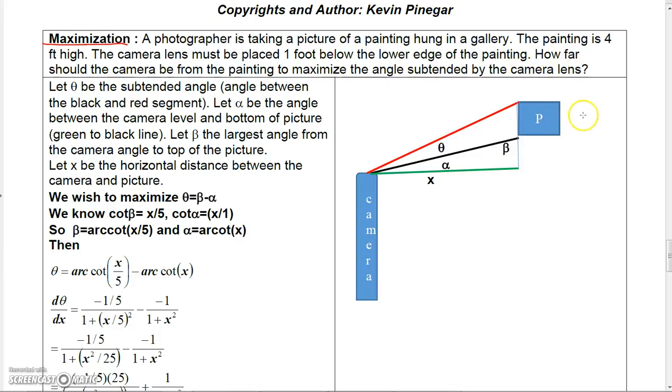Okay, so I drew a picture over here. Here's the painting. And this actually is the camera. The camera is right here. And so notice the camera lens is placed 1 foot below. So the camera lens is right here. This green line is the camera lens, and it's placed 1 foot below the painting. And it says how far should the camera be from the painting. So basically we're looking for x here, the distance of this green segment here, x. And we want to maximize the angle subtended by the camera lens.